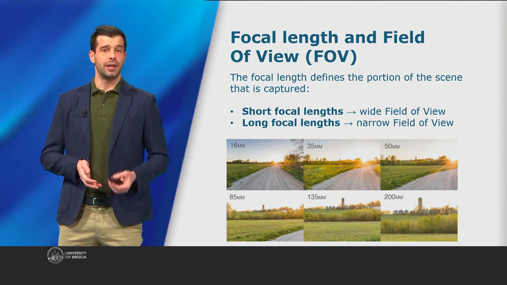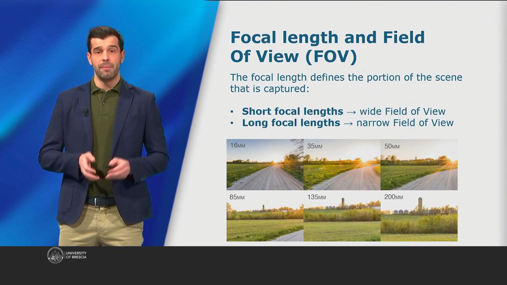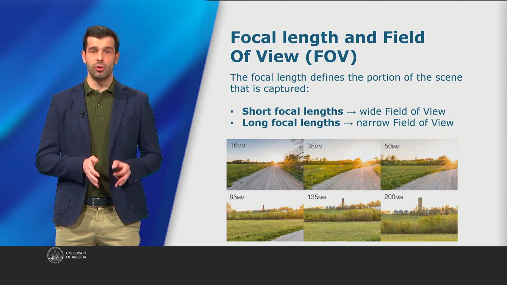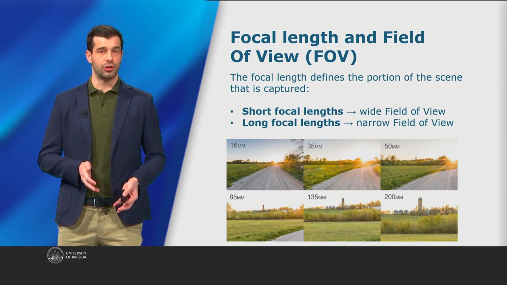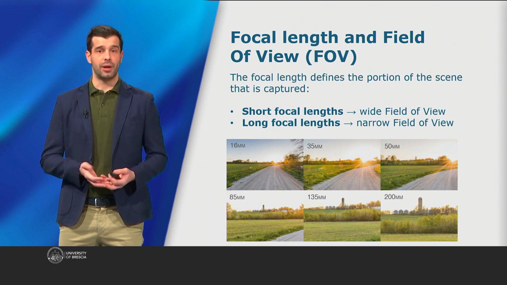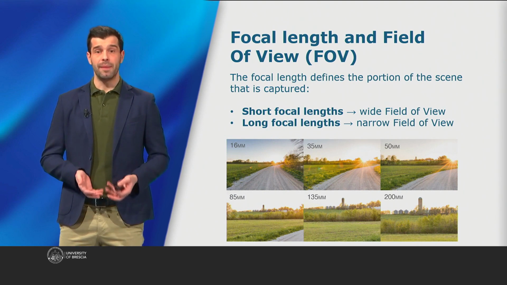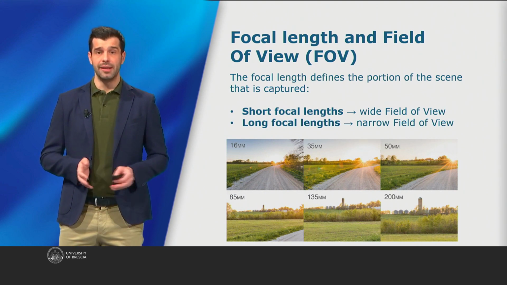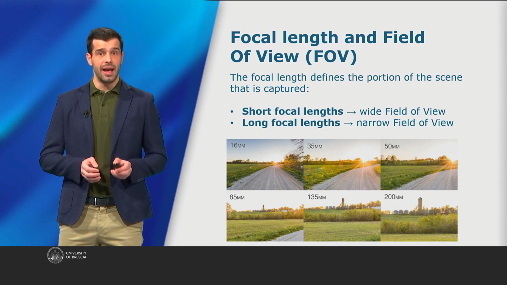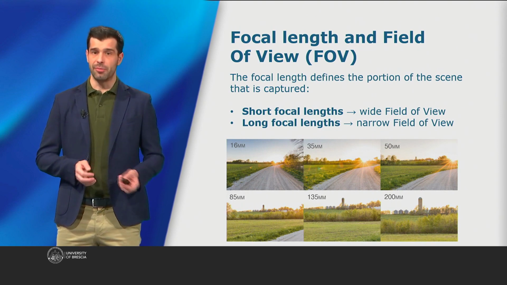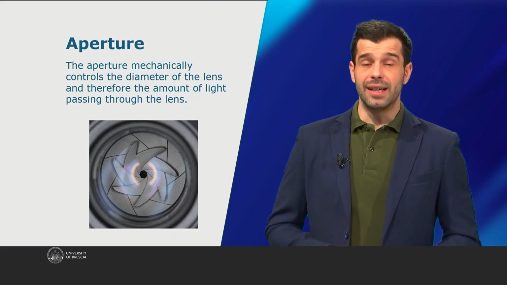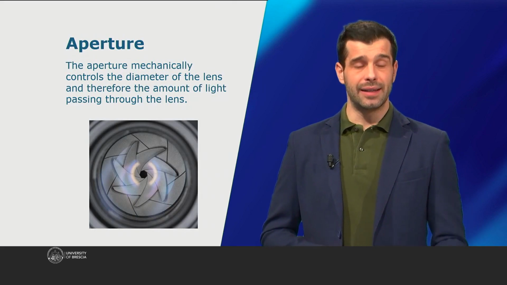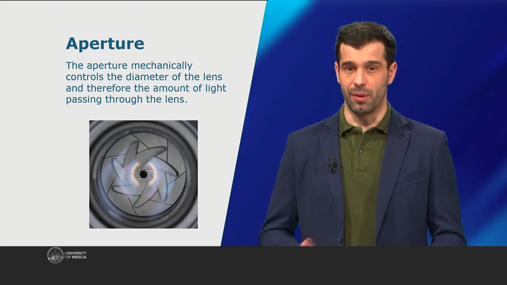This effect is very clear in the image you see here. If I use a very short focal length, for example 16 millimeters, the scene captured by the camera is very wide. But as the focal length increases, the scene gets narrower and narrower, and I can see details that I couldn't see before.